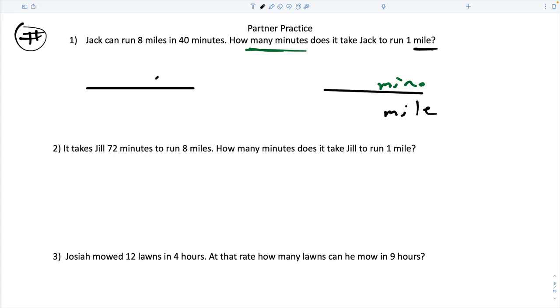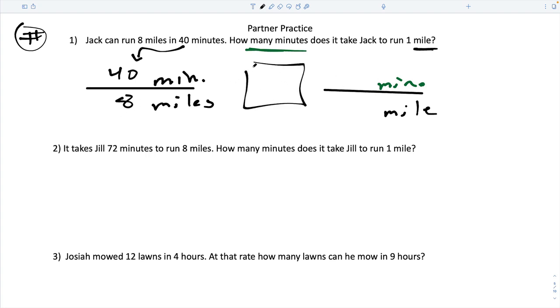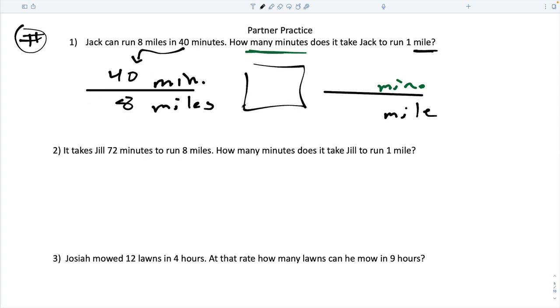Ethan, what's on the top? It would be minutes. And what number goes with minutes? Good. And then what on the bottom, Ethan? 8. Good. Miles. Good. 40 over 8. There's some unit rate. How do I find the unit rate with my ratio, Xander? Take your given rate and divide it. What's 40 divided by 8? 5. Because the ones in the bottom, I know there's the unit rate of 5 minutes over 1 mile.